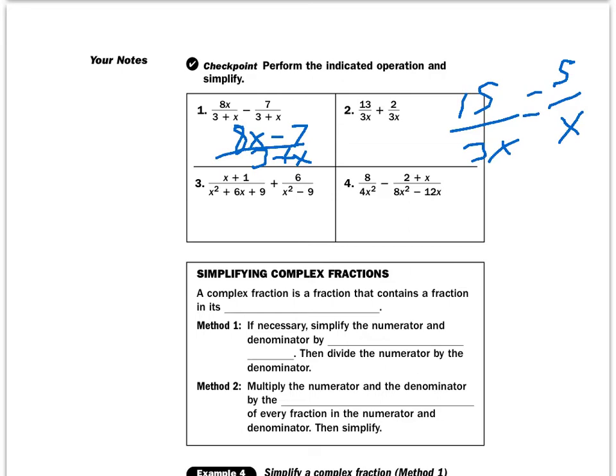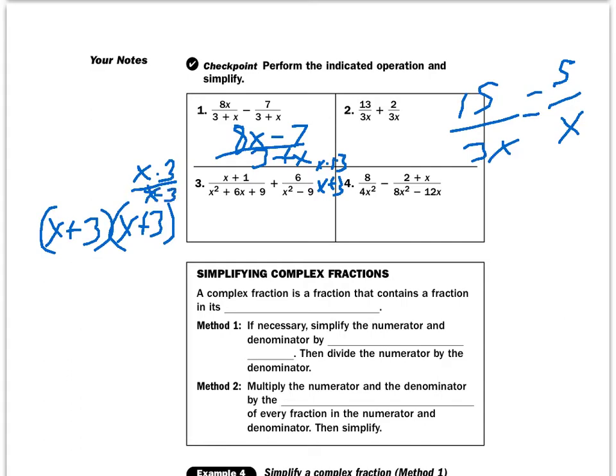Now, on the next one, a little more difficult, it looks like it's x plus 3 times x plus 3 on the left, and on the right it's x plus 3 times x minus 3. So I need an x minus 3 on the left, and I need an x plus 3 on the right. So I'm going to take this one right here and multiply it by x plus 3, top and bottom. And the other one I'm going to multiply by an x minus 3, top and bottom.